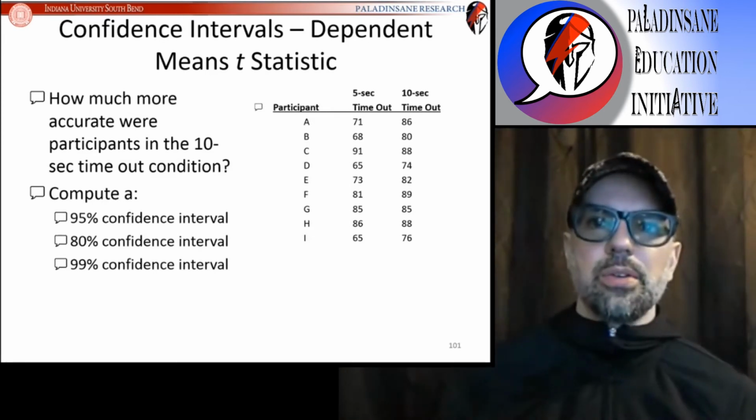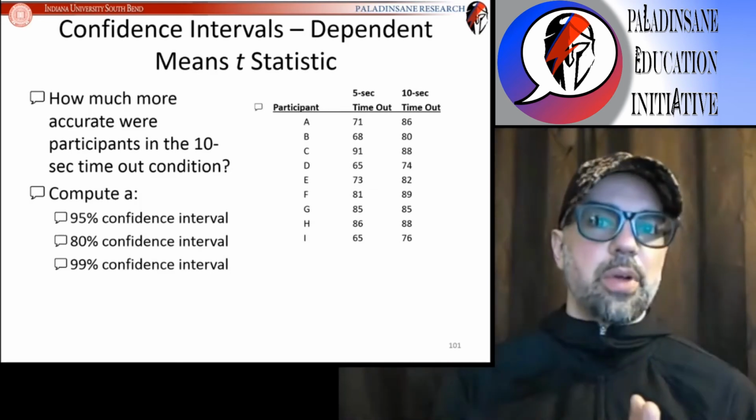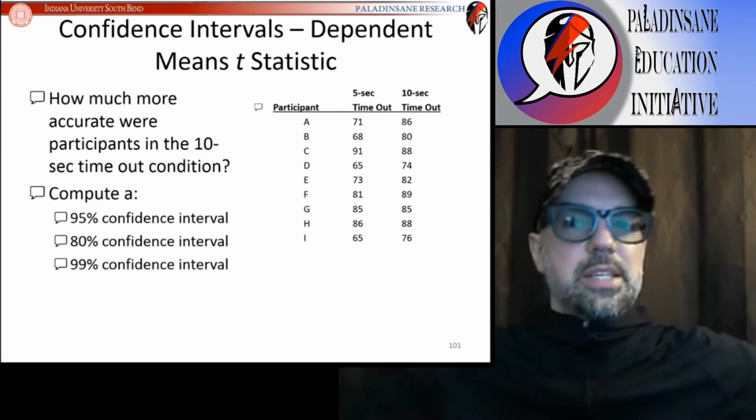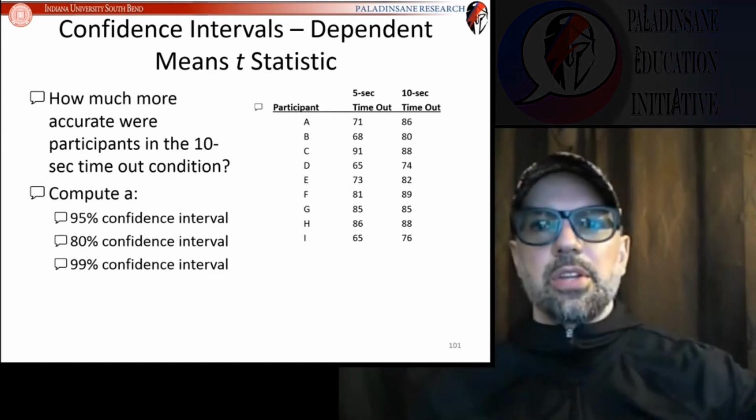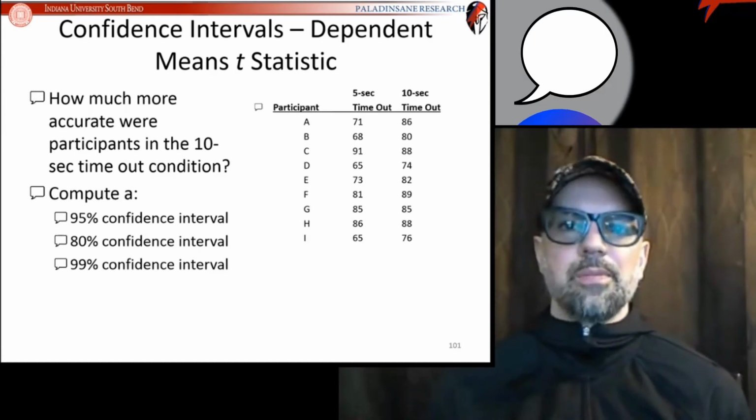Well, you can do 0. That's the point estimate. But you can't do 100. That's an infinitely large confidence interval. But anything in between you can do. We just happen to choose the ones that most often are used in psychology.